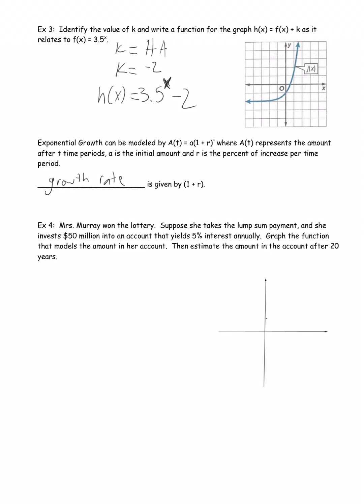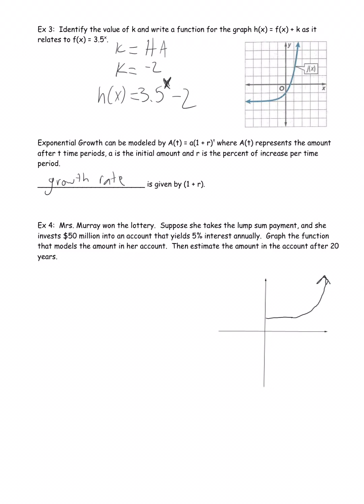So it's going to start off pretty steady, and notice we don't care about any negative time because she won this lump sum payment. It's not like her account's been growing for years. She was a teacher. She didn't have any money. Now she's got $50 million. Okay, so it's going to start off growing slowly, but as time goes on, just like any exponential growth, it is going to increase rapidly eventually.